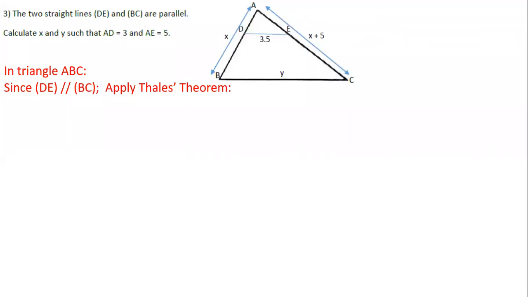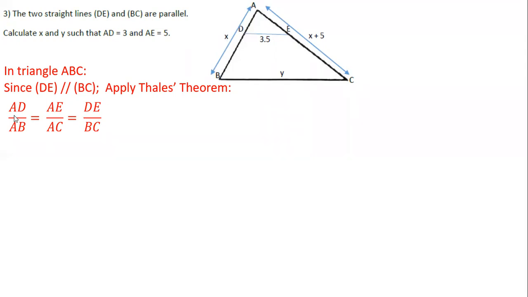AD over AB is equal to AE over AC is equal to DE over BC. So let me write, this is Thales theorem: AD over AB is equal to AE over AC is equal to DE over BC. In the question, again, we should calculate X. X measures line AB. So if I get the measure of AB, I'm getting X, right?